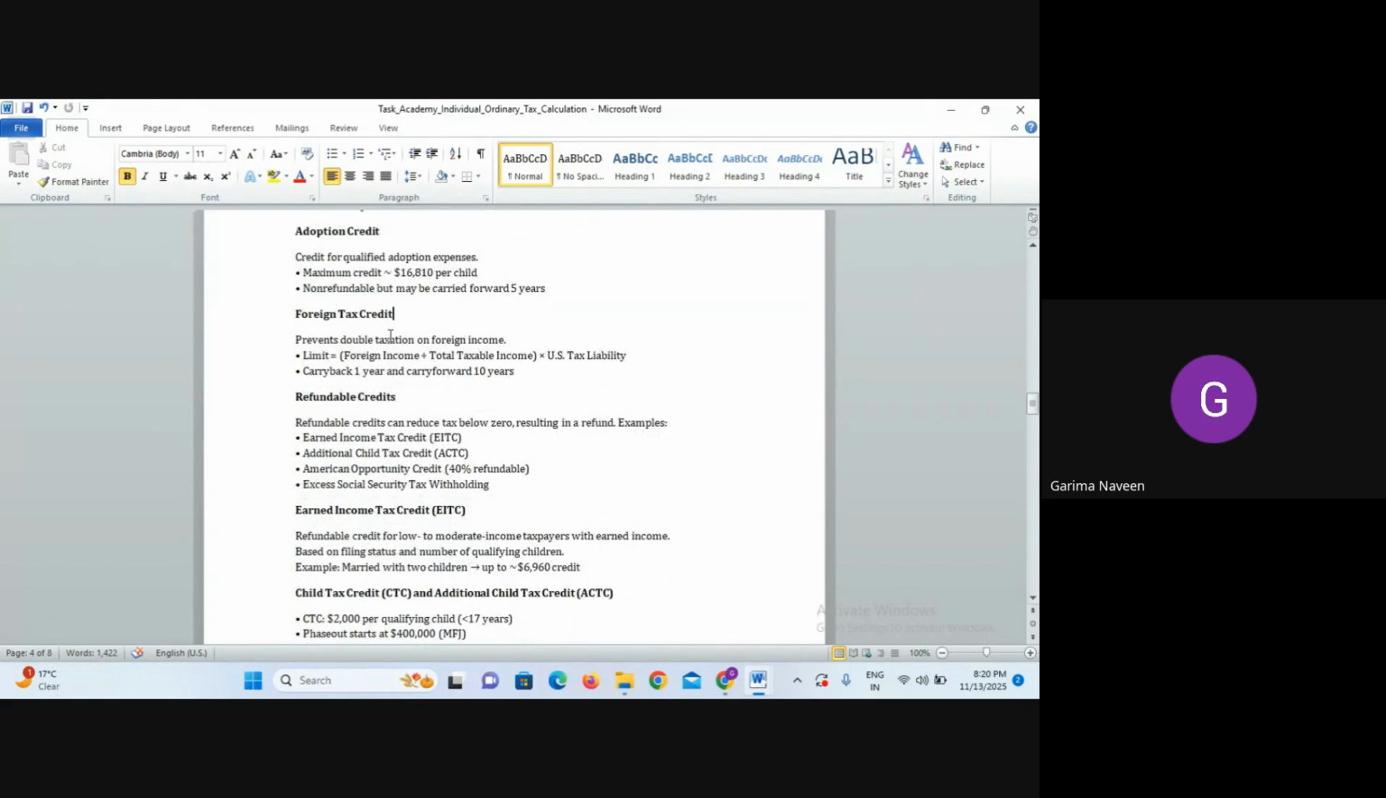Next is the foreign tax credit. The foreign tax credit is given if you are paying some taxes on foreign income, then you can get this credit.